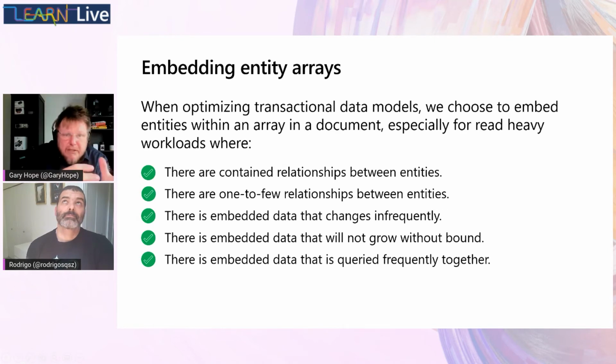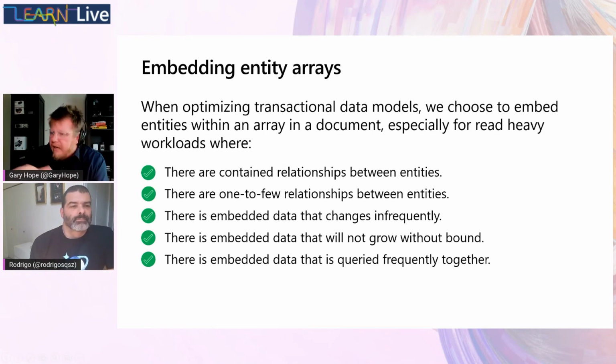I've got an invoice header and an invoice detail. It makes sense to put the invoice detail within the header. They're related, and they're always related. When there's a one-to-few relationship, I typically don't have invoices that have millions of lines on them. It's typically an understood length of invoice for the number of transactions. It makes sense then to embed it in my document.